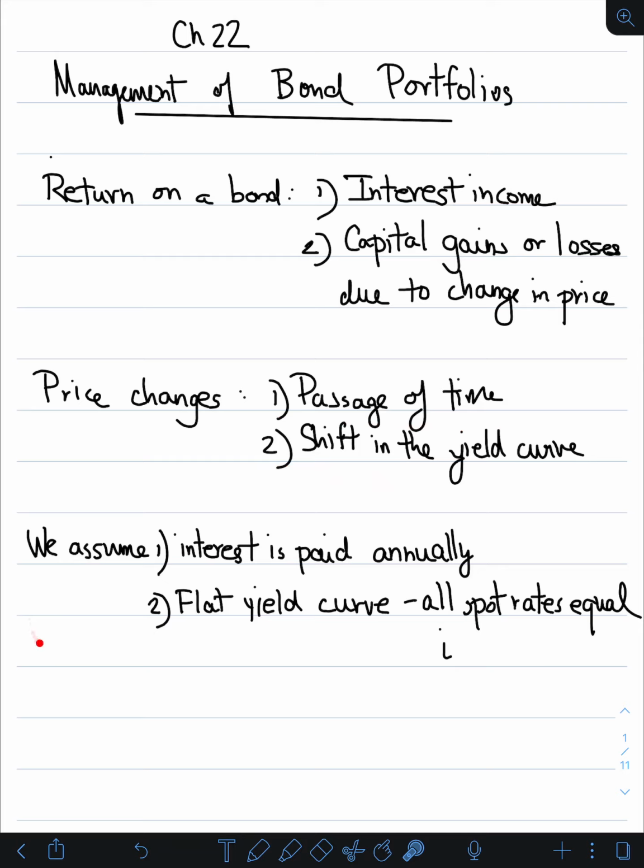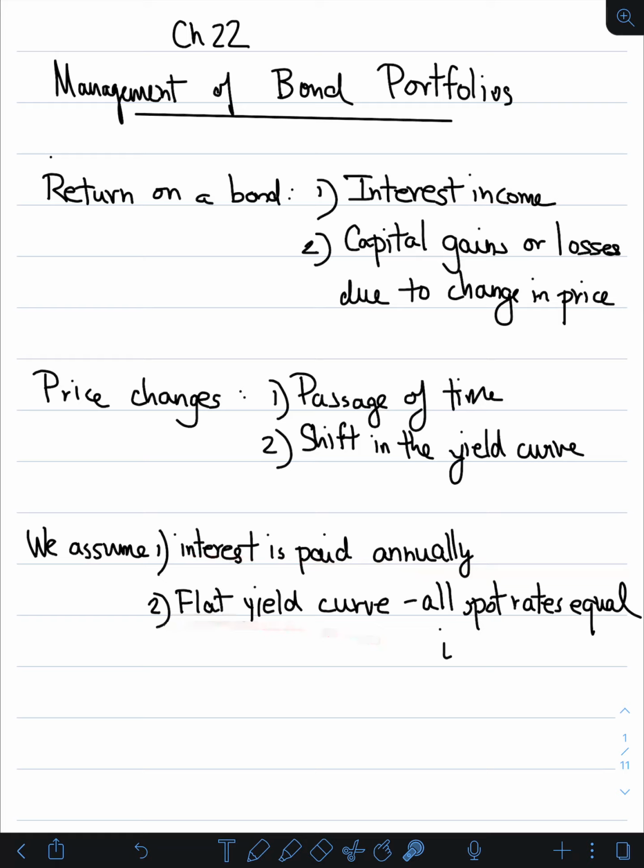So we're going to make two assumptions that'll make it easier to demonstrate all these calculations we're doing. Just so you know, we are assuming that interest is paid annually if we have any interest, and we're assuming a flat yield curve. That means all the spot rates are equal to the same interest rate I.